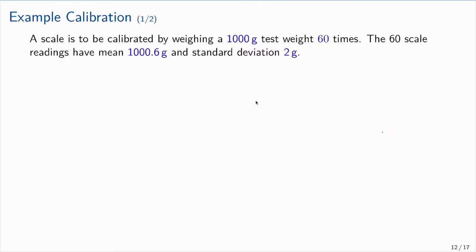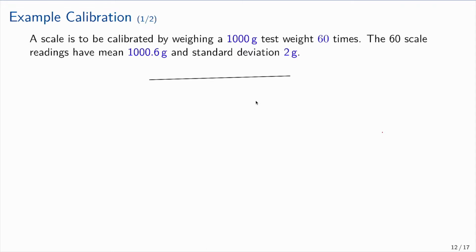In this example, a scale is to be calibrated by weighing a 1000 gram test weight 60 times. The 60 scale readings have a mean of 1006 grams and a standard deviation of 2 grams. Schematically, let's draw it in a line.